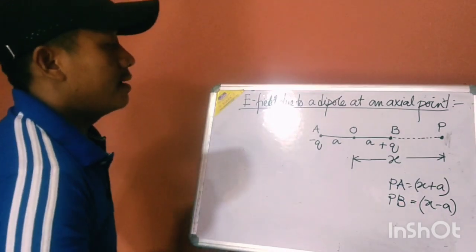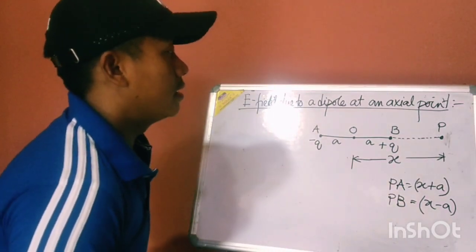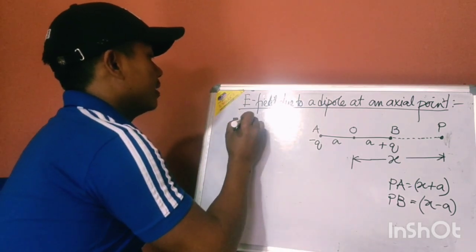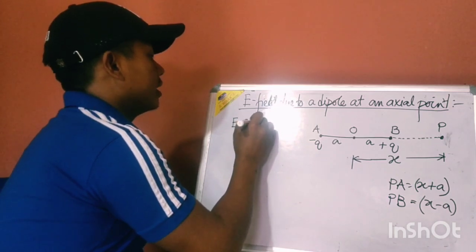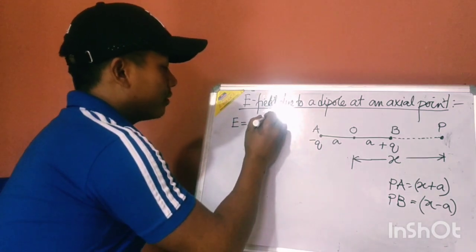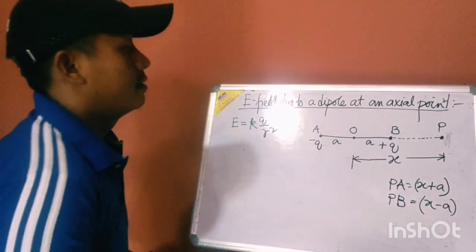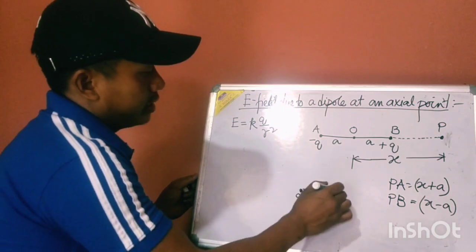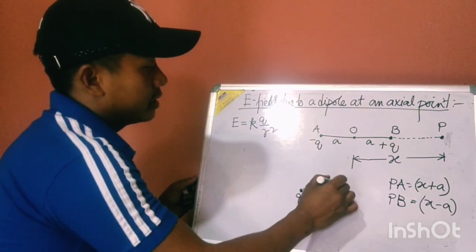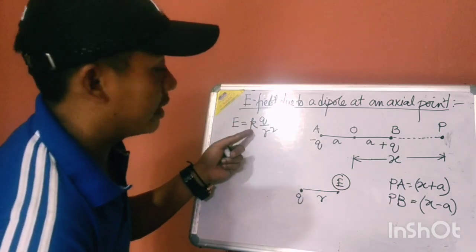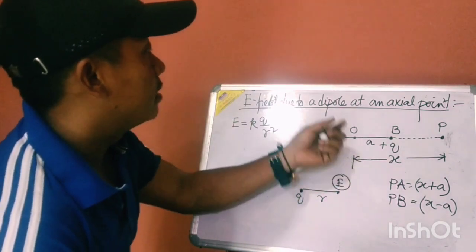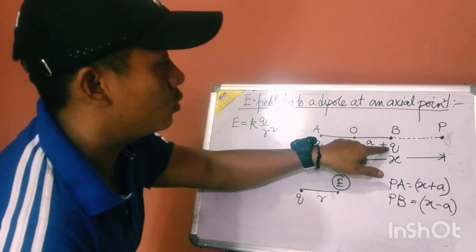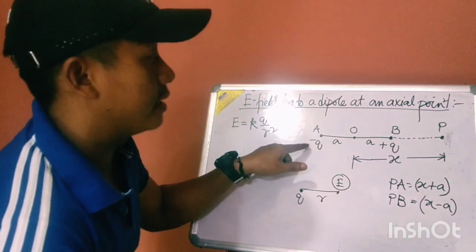Why we need to find this PA and PB? Because by definition of your electric field, by expression of electric field, as you know, it is equal to K Q divided by R square. That means when you have the charge Q at a distance R, if you want to find electric field, then electric field is like this. So if you want to find the electric field due to the dipole, then you should find electric field due to plus Q as well as minus Q separately.